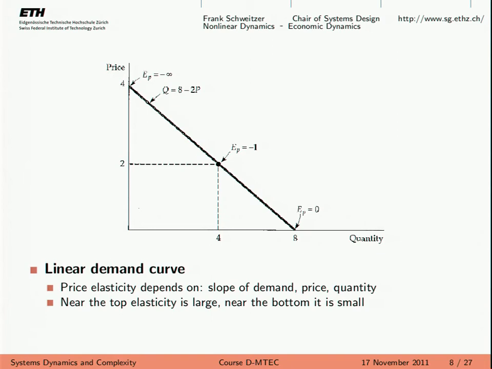So you see, when the quantity demanded is zero, this gets to minus infinity. That's the point over there. If the price is zero, this thing is zero. It's the quantity here, so if quantity is 4 and that is 2, it's 2 divided by 4, one half, minus 1.